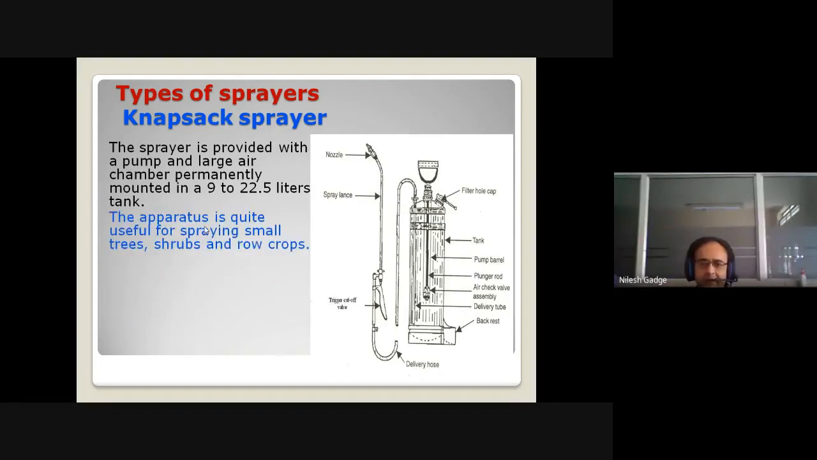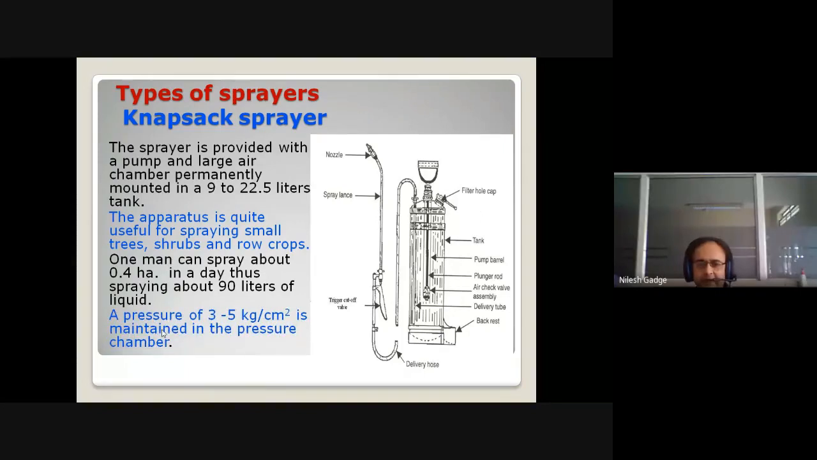The apparatus is quite useful for spraying small trees, shrubs and row crops. One man can spray about 0.1 hectare in a day, thus spraying about 90 liters of liquid. Pressure is created at about 3 to 5 kg per square centimeter.